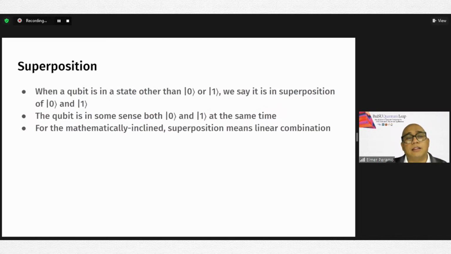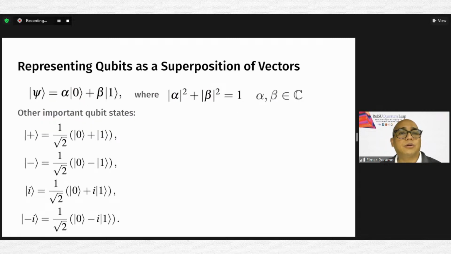Then the concept of superposition was discussed. When a qubit is in a state other than ket 0 or ket 1, we say it is in superposition of 0 and 1, meaning it is both 0 and 1 at the same time. In mathematics, we call superposition a linear combination. So yesterday, this is the representation.